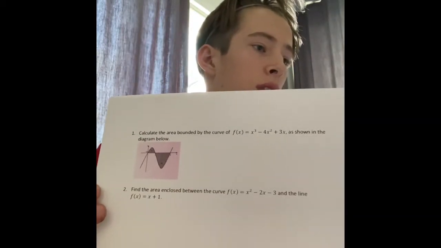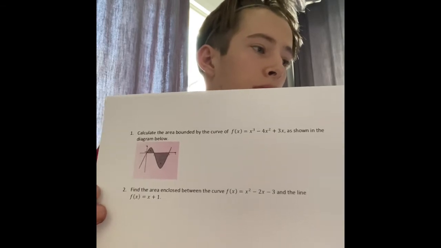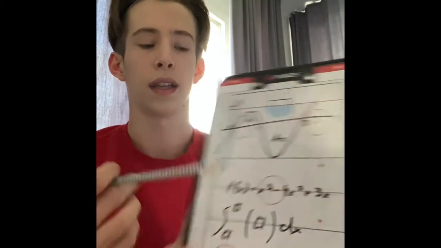Okay, so next up, we will find the area enclosed between the curve f of x equals x squared minus 2x minus 3, and the line f of x equals x plus 1. So to do so, we would like to do the same thing as here again. And to do so, we would have to find the x-intersections of the two graphs.